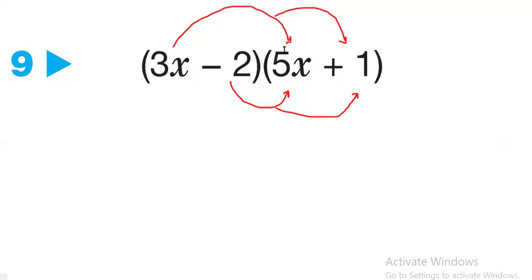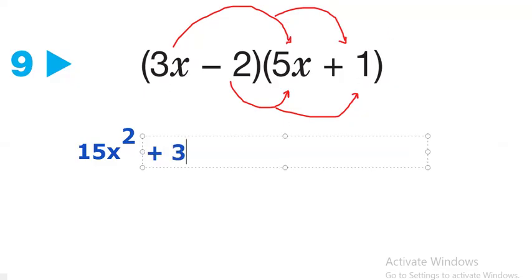So first we have 3x times 5x. So 3x times 5x is going to be 15x power of 2. Focus on the steps and focus on the answers that you get. So first, 15x power of 2, because 3 times 5 is 15, x times x is x power of 2. Now we take the 3x multiplied by 1, it's going to be the same, which is 3x.